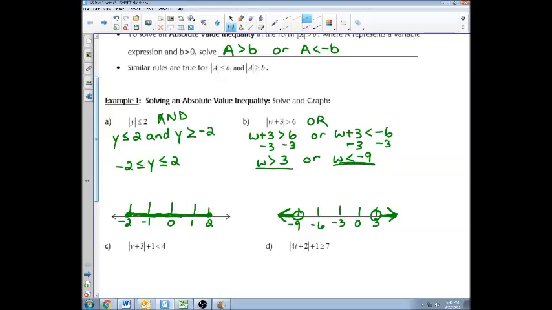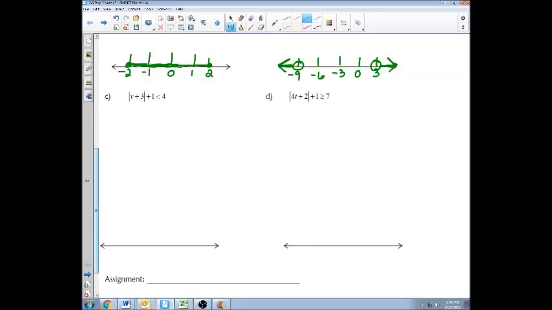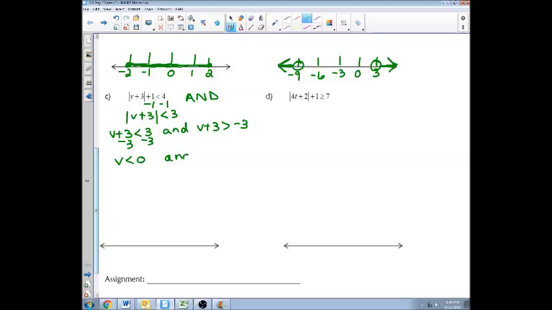On to C. What I have to realize here is I need to get the absolute value by itself. So I'm going to go ahead and subtract 1 to start with. That would get me the absolute value of v plus 3 is less than 3. Again, a less than problem tells me it will be an AND. So it would be v plus 3 is less than 3 and v plus 3 is greater than negative 3. If I subtract 3 from both sides, v is less than 0 and v is greater than negative 6.